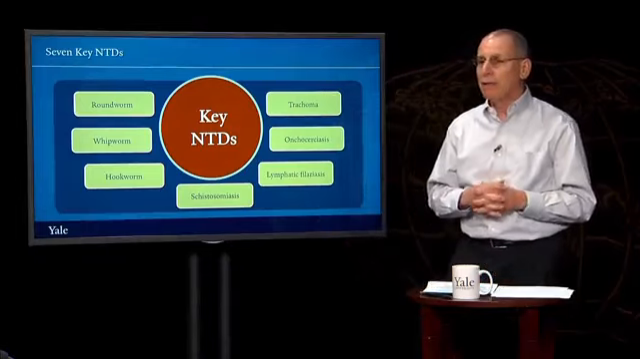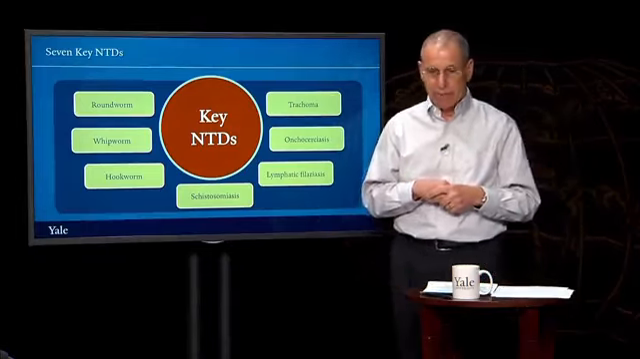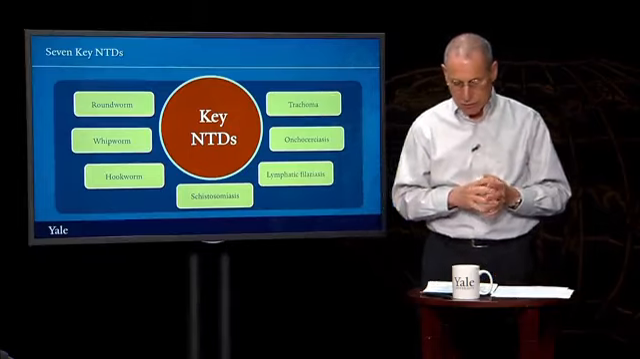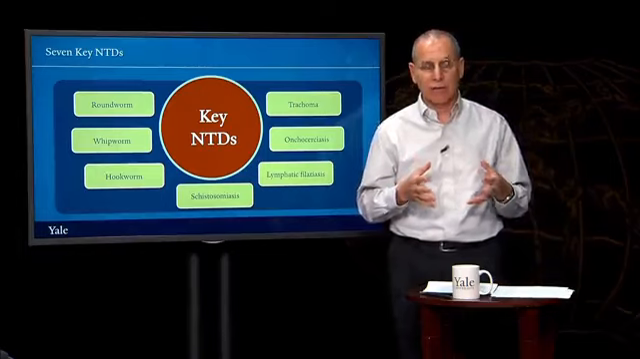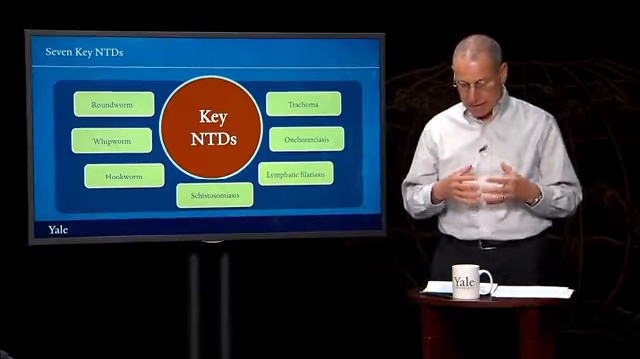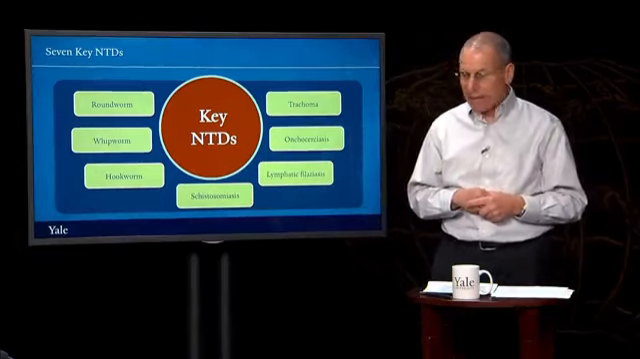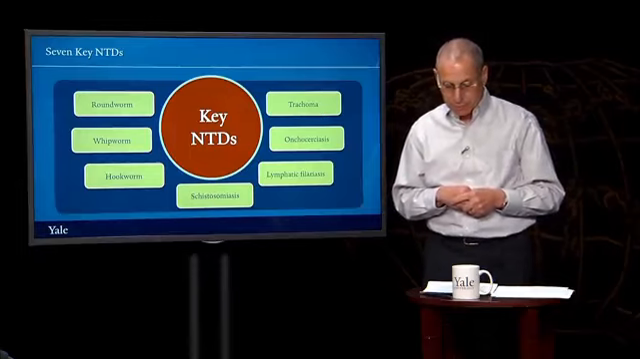Onchocerciasis is spread in a similar way, but by black flies. And trachoma, which is a blinding disease caused by a bacteria, is transmitted when someone comes in contact with discharge from the eye or when flies do the same thing and then land on another person's eye.